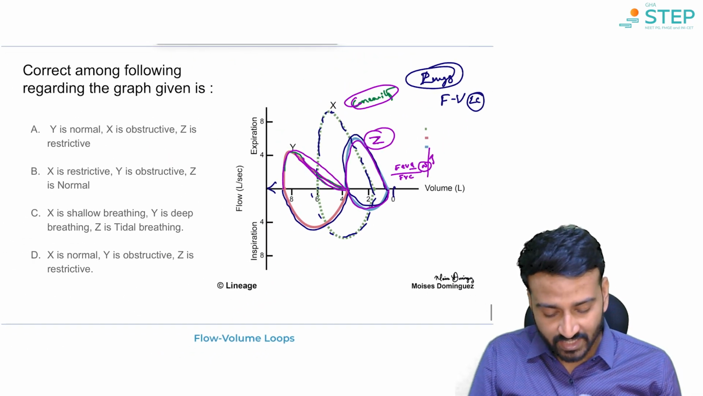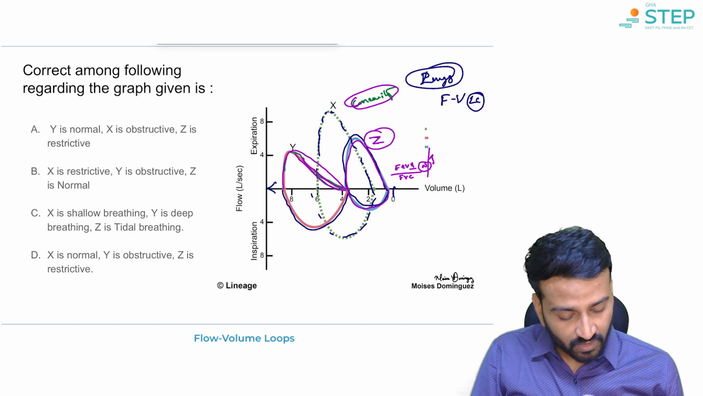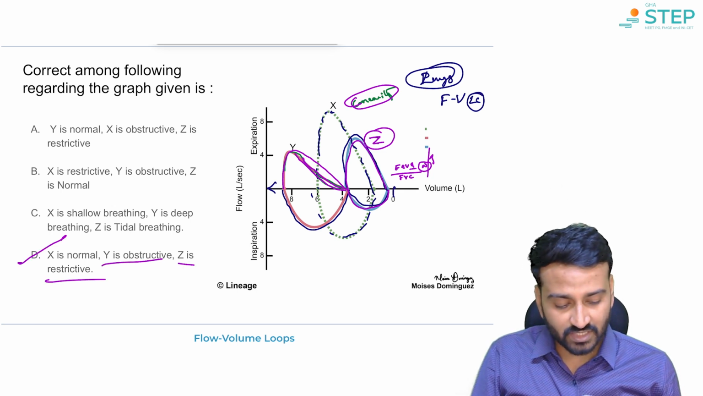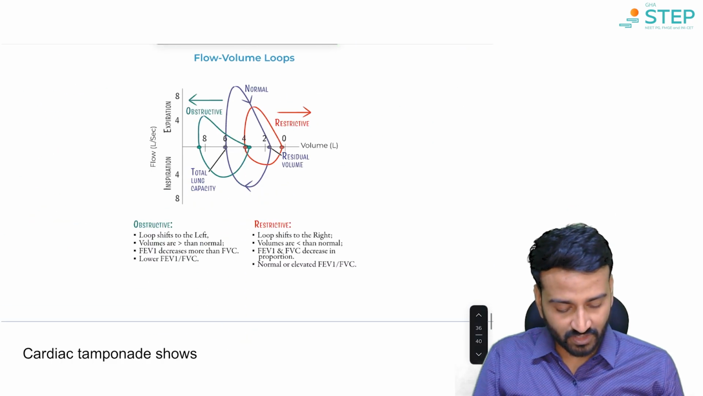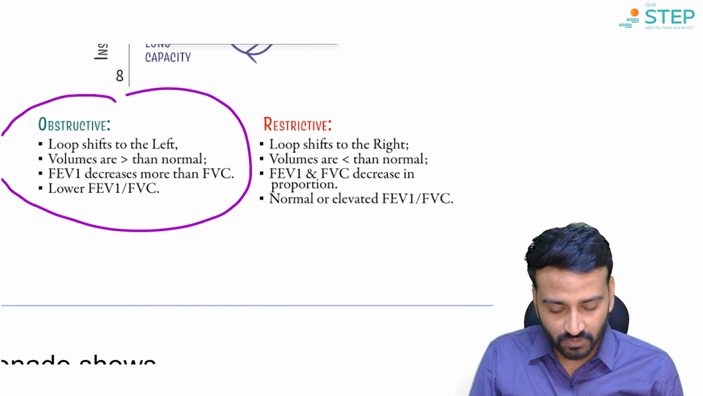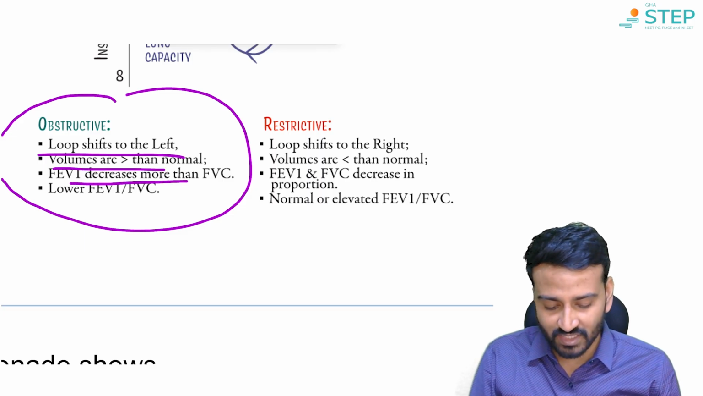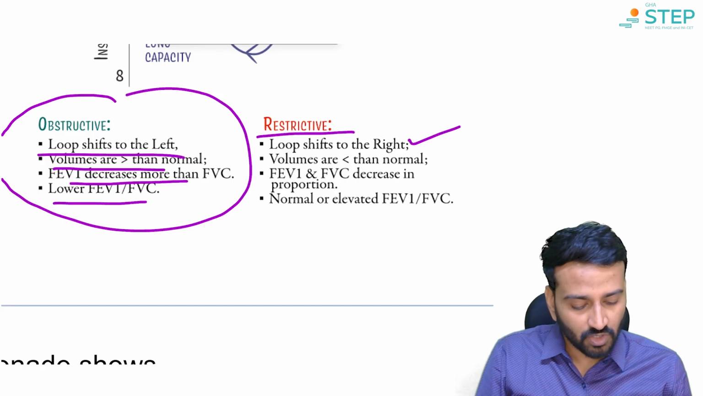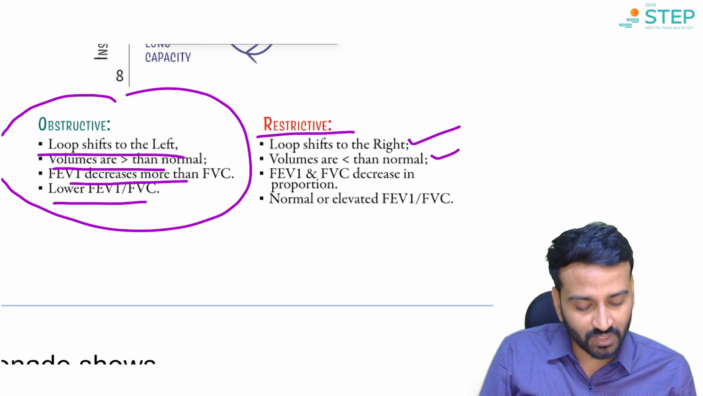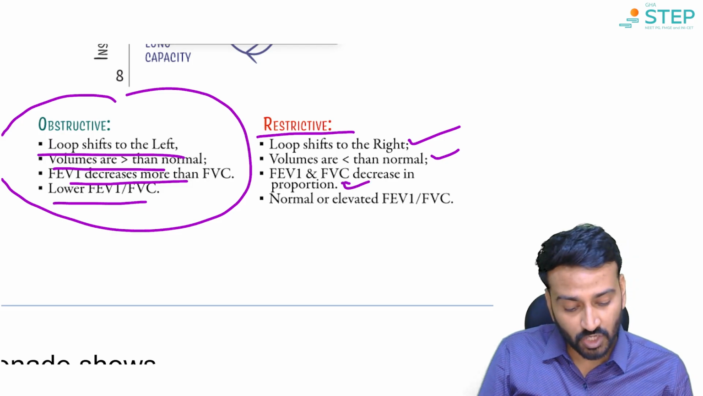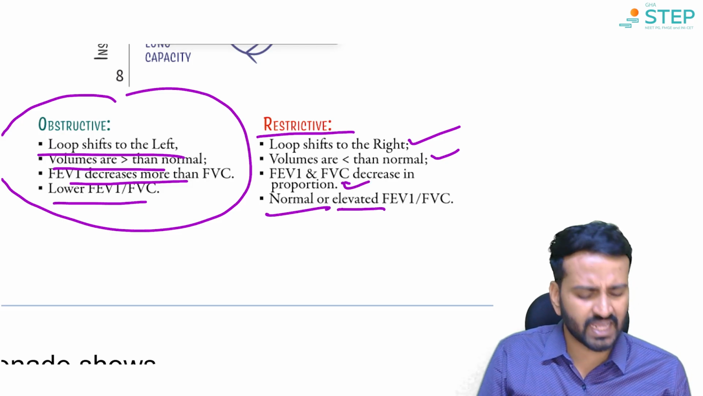So we can say X is normal, Y is obstructive, Z is restrictive. Perfect. Obstructive: loop shifts to the left, volumes are more than normal, FEV1 decreases more than FVC, so FEV1 by FVC is lower. Restrictive: loop shifts to the right, volumes are less than normal, FEV1 and FVC decrease in proportion. That is why the ratio remains normal or maybe slightly elevated.